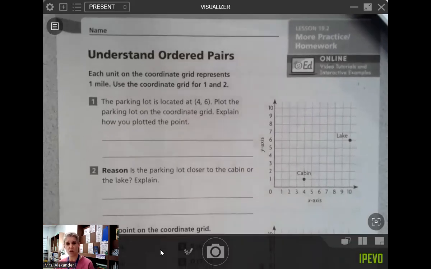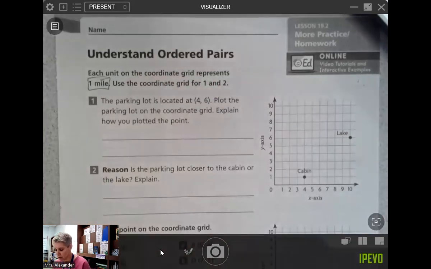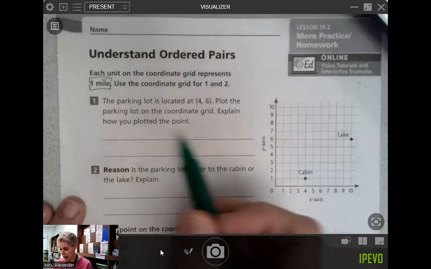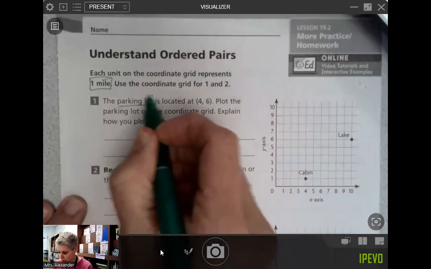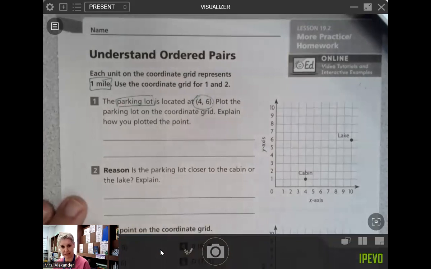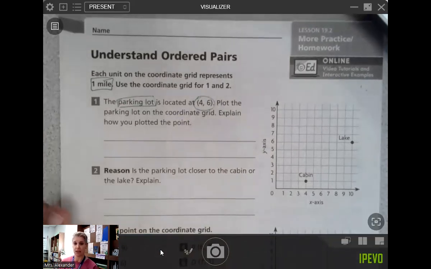All right, understanding ordered pairs. Each unit on the coordinate grid represents 1 mile. That's going to be our unit of measure. Use the coordinate grid for number 1 and number 2. The parking lot is located at 4, 6. So our ordered pair is 4, 6. Plot the parking lot on the coordinate grid. Explain how you plotted the point.